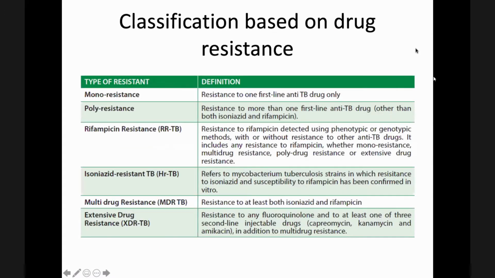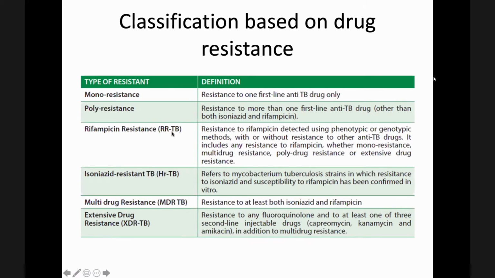Then another classification: we can also classify based on drug resistance. The type of resistance can be monoresistance, which is resistance to one first-line anti-TB drug only, and polyresistance, which means resistance to more than one first-line anti-TB drug other than both isoniazid and rifampicin.